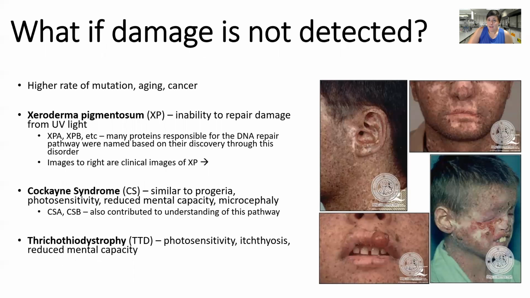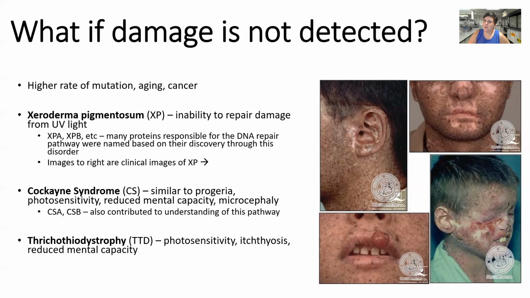So some of you asked, what if damage is not detected? And just to give you an idea of how important this machinery is, if DNA damage is not detected, obviously you're going to get a much higher rate of mutation, because this serves to detect mutations and repair them. So obviously without it, you have a higher rate of mutations.